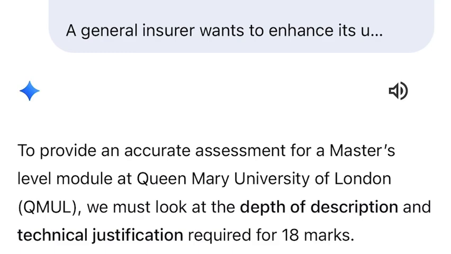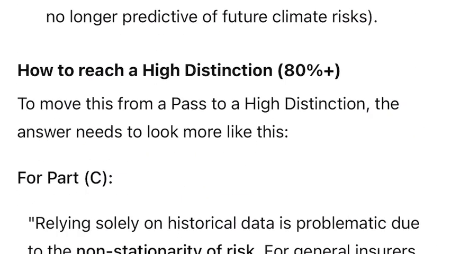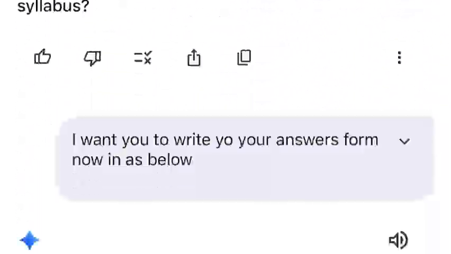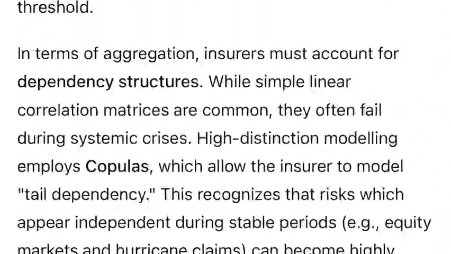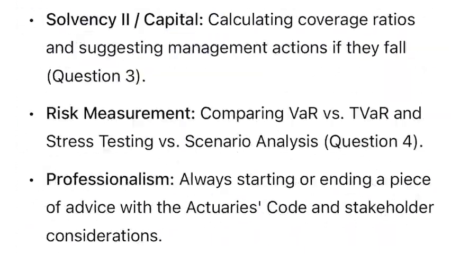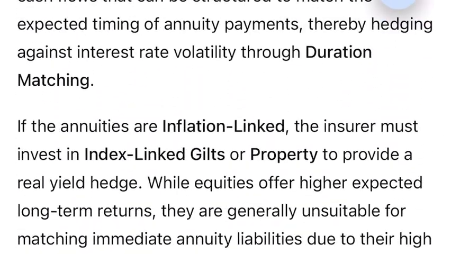Scenario. Question 1, 16 marks. A large UK-based life insurance company which currently specializes in term assurance is planning to expand its product range by offering immediate annuities. The board is concerned about the long-term nature of these contracts and the impact on the company's risk profile. A. Describe the main differences between the risk profiles of term assurance and immediate annuities.